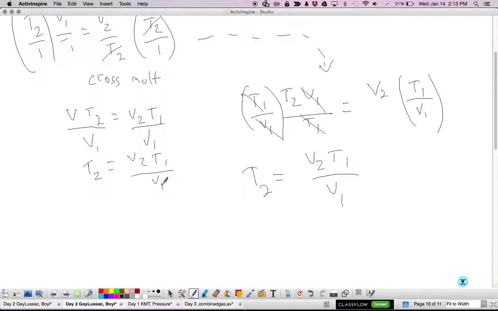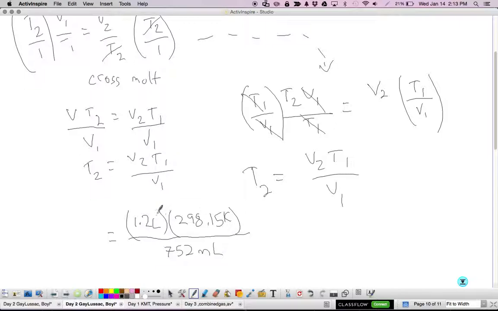Okay? So, now that I have that, I can just plug right in. 1.2 liters times 298.15 Kelvin over V1, which is 752 milliliters. Okay? And then a lot of times people will just stop here and start calculating. Okay? But we're better than that.